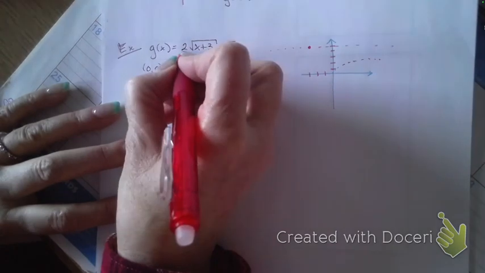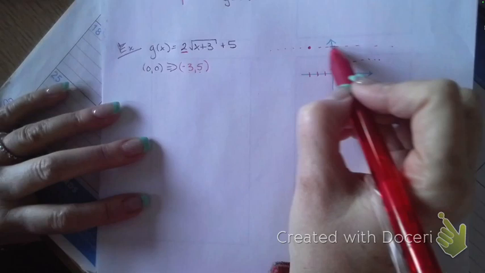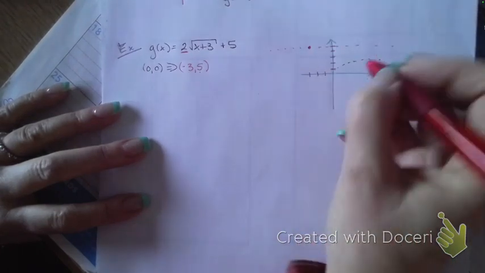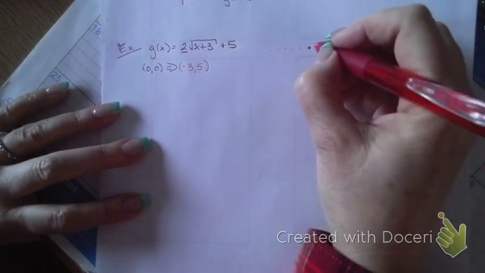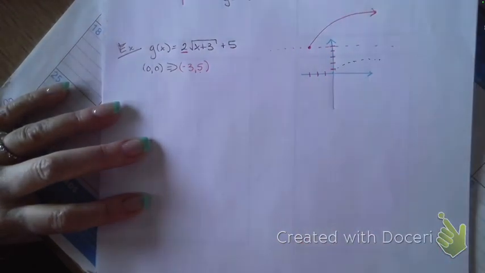What is this 2 going to do to it? It's going to take every answer and multiply it by 2. So instead of getting closer to this axis, it would get farther away. Like this one goes here, this one would go there. Just a sketch.